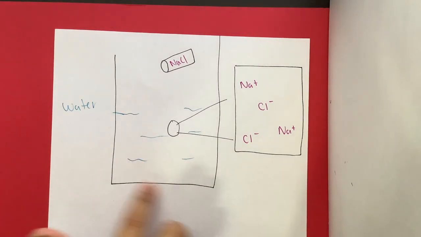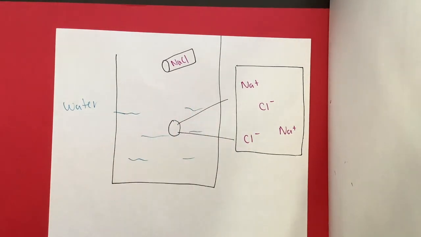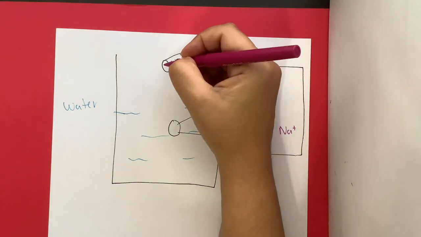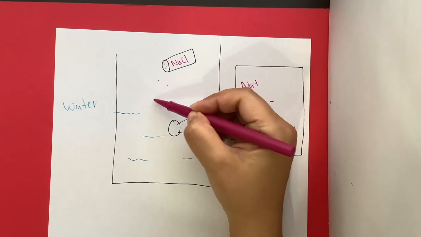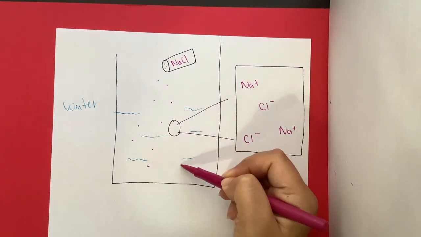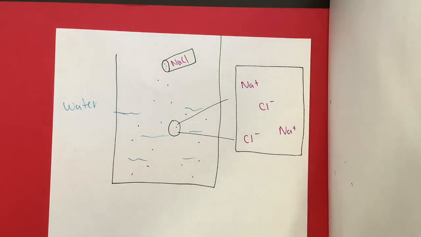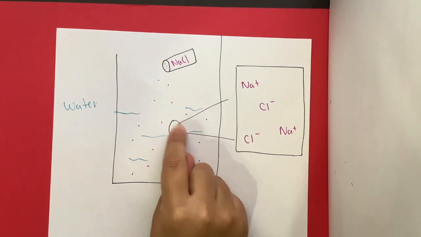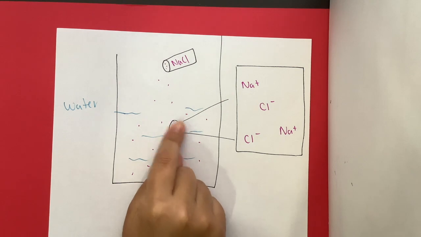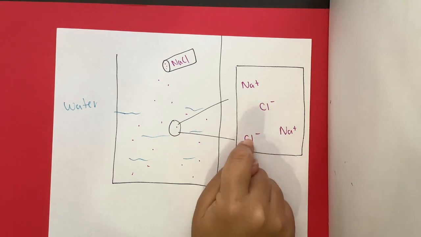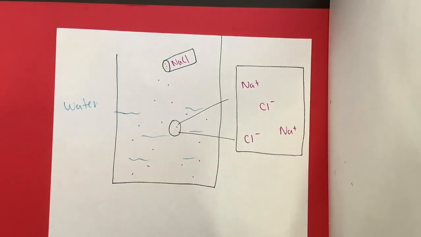Okay, so let's pretend that we have a glass of water, and this is my NaCl. NaCl, sodium chloride, is table salt. I shake it, and I sprinkle some salt on my water. What's going to happen to that salt as it hits the water? The salt is going to dissolve. If we take a closer look, like let's say we get a little microscope and zoom in, we're going to see that sodium chloride is going to dissociate. It's going to break apart and dissolve into the water.